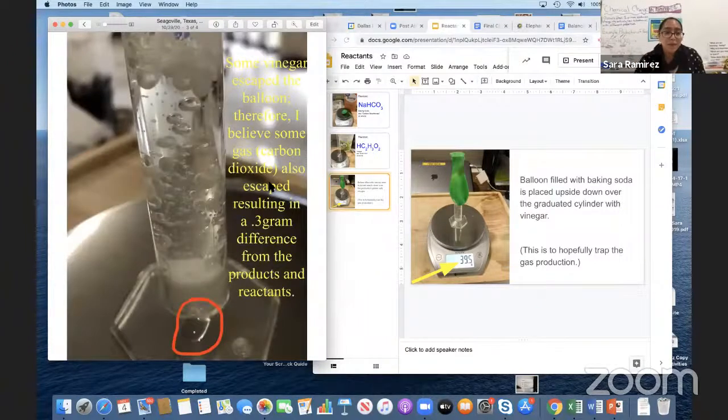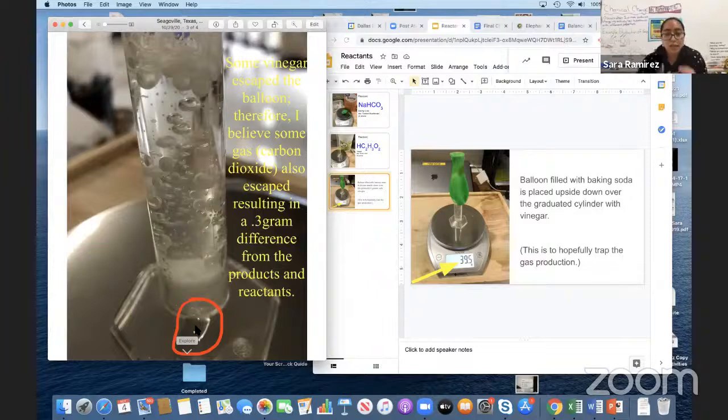So what I believe happened is I think some vinegar escaped the balloon. And I know that because I can see some vinegar drippage here on the graduated cylinder. And when I touched the graduated cylinder, it was also wet. So vinegar escaped the balloon. Therefore, I think some carbon dioxide gas was also able to escape the balloon, resulting in that 0.3 gram difference from the products and reactants.